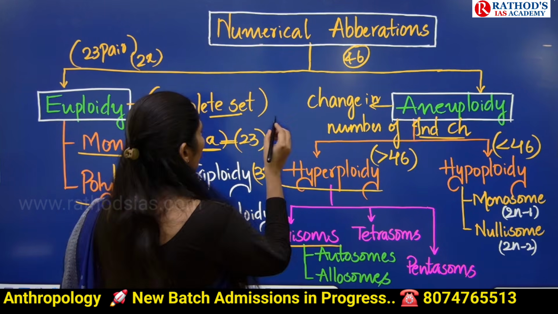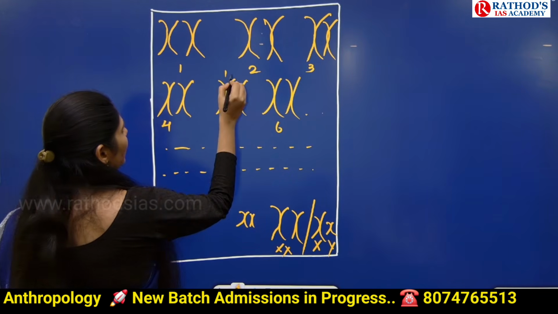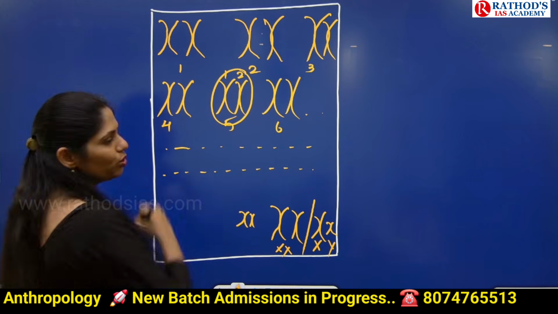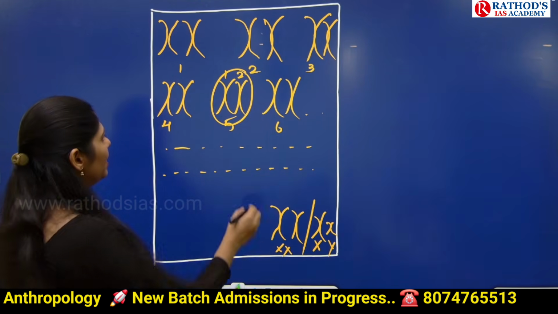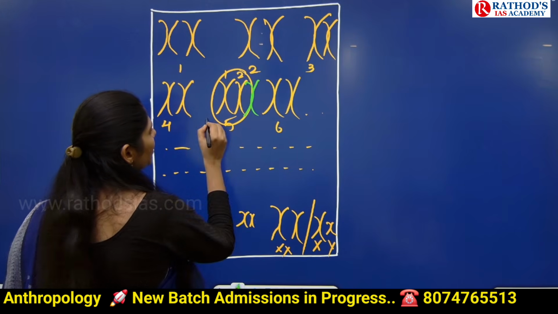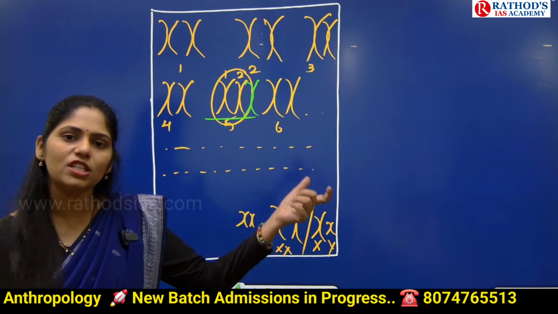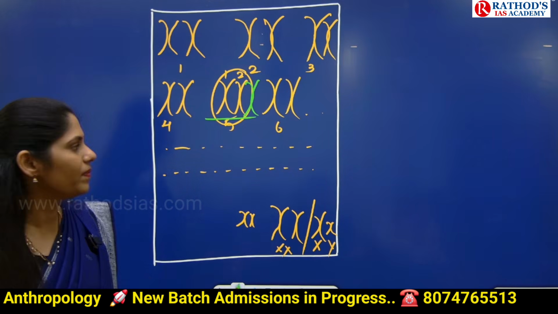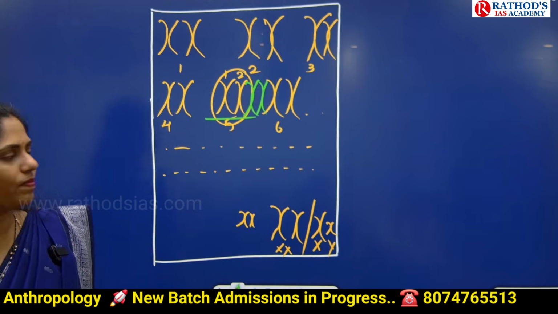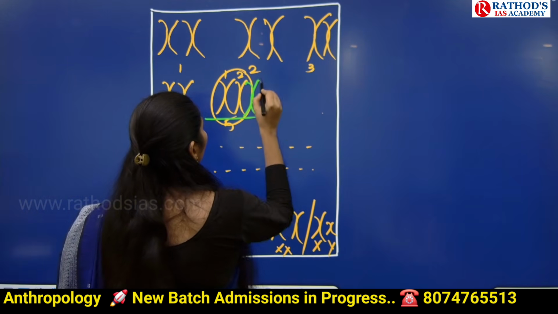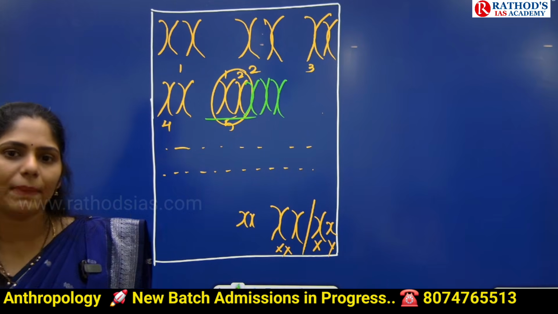Trisome means nothing but normally, in this image what we studied, we have a pair of chromosomes, right? Instead of that single pair of chromosomes, if you are having an extra chromosome, if you are having 3 chromosomes, then that condition is called trisome or trisomy. Instead of 3, if you are having 4, it is called tetrasome. Instead of this, if you are having 5, then it is called pentasome.